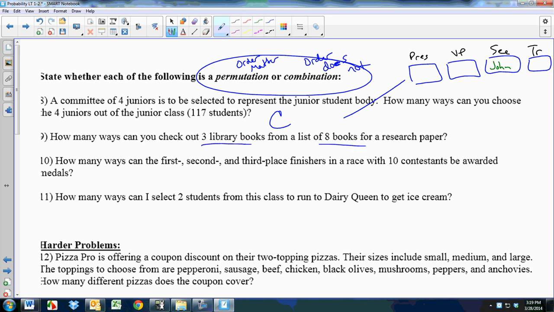Number 9, 3 library books out of 8. It doesn't matter what order you pick the 3 books. As long as you pick the same 3 books in a different order, you're walking out of the library with the same 3 books. Combination.